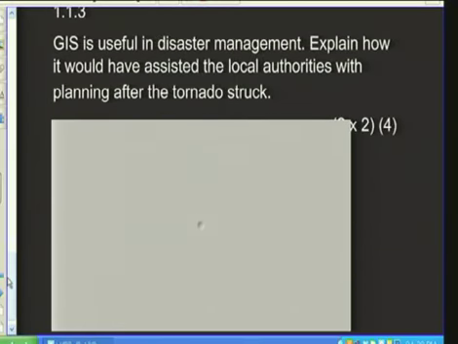Question 1.3. GIS is useful in disaster management. Explain how it would have assisted the local authorities with planning after the tornado had struck. Now remember, we said at the beginning of the session that a GIS is a decision-making tool. It helps people make decisions in a spatial environment. And what we mean by that is it helps us to make decisions about which routes to take, which areas to go to. These are the things that we would then apply to a disaster situation.